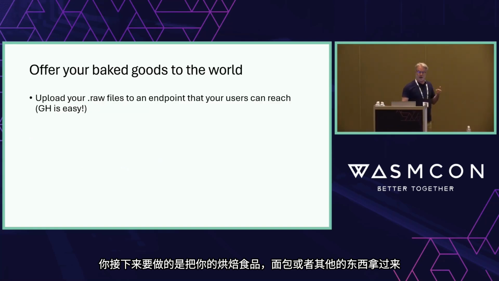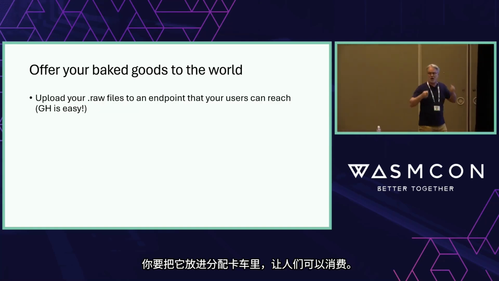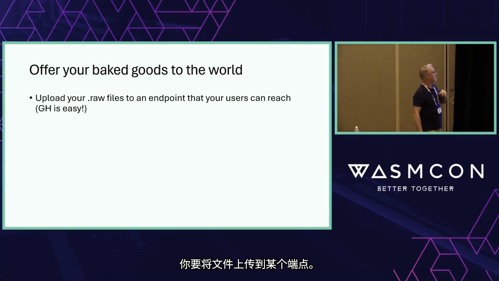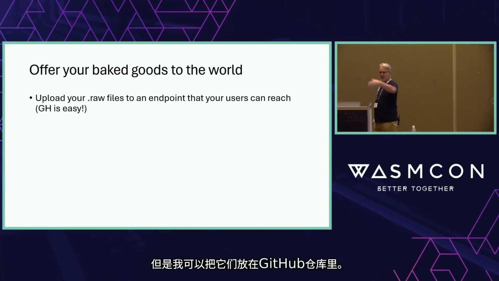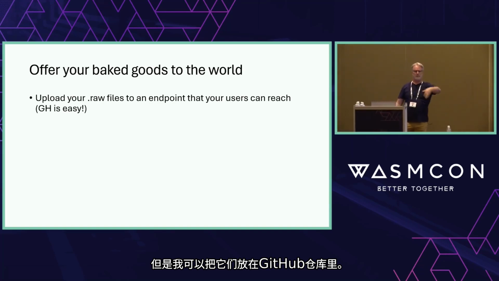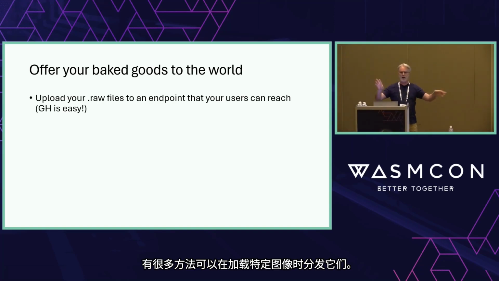So the next thing you're going to do is take your baked goods, your bread or whatever, and put it in the distribution truck so that people can consume it. You're going to upload your files to some endpoint. Here I have Azure Blobs, but you could put them in a GitHub repo. You could have secured endpoints in a private network. There are a lot of ways you can distribute this to your specific images when they're loaded.